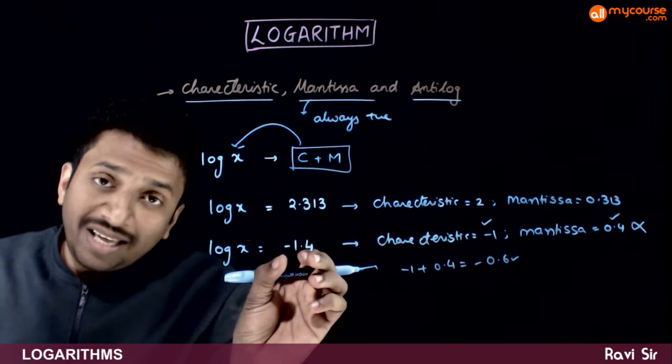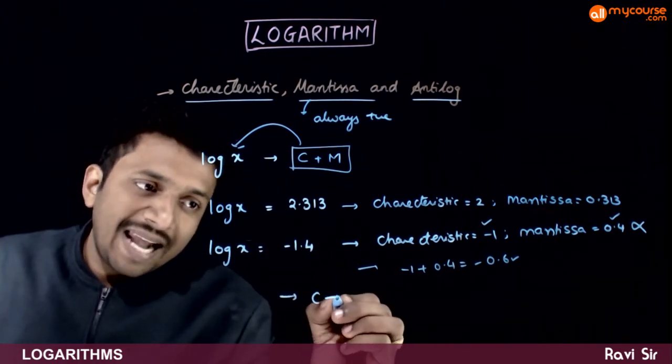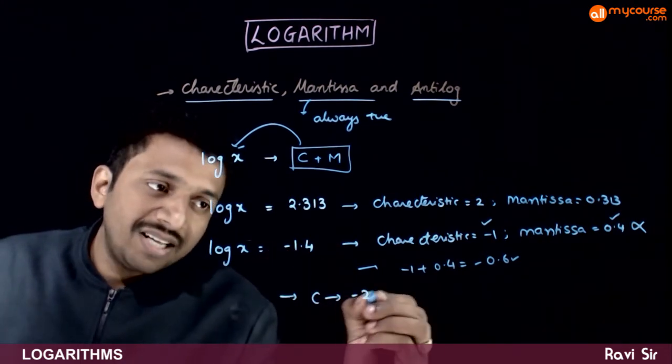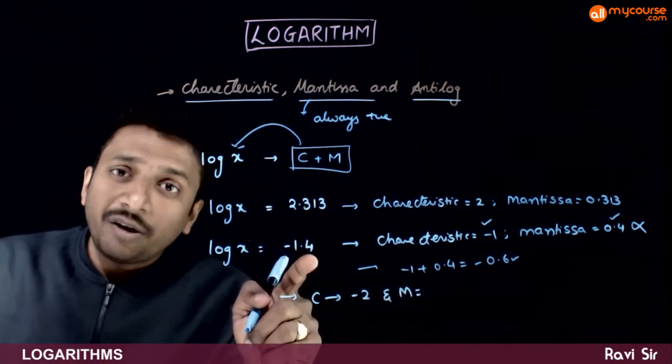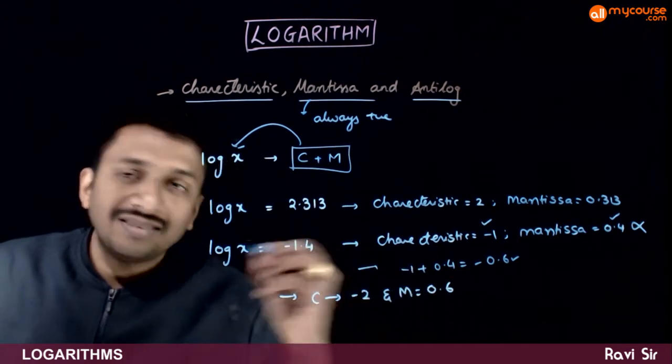So if log is minus 1.4, what we do is the characteristic of this is 1 less than minus 1, that is the characteristic is minus 2, and the mantissa is written as the complement of 0.4, that is 1 minus 0.4, which is 0.6.